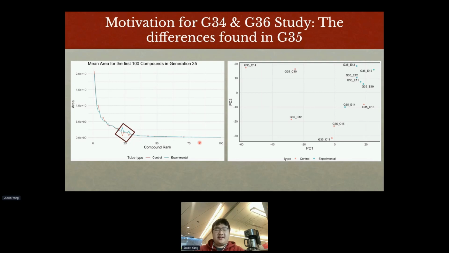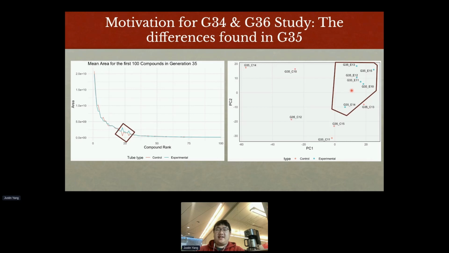Additionally, when doing dimensionality reduction and PCA analysis, we notice that the points of the experimentals are clustered together, and thus we proceeded to do an extensive study around the surrounding generations, mainly that of 34 and 36, around generation 35.